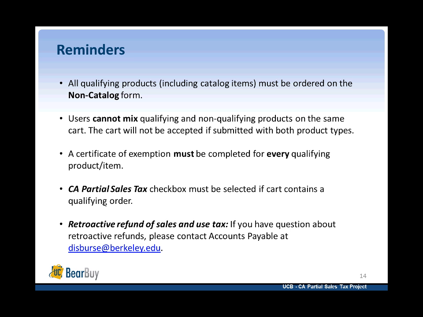Retroactive refunds of sales and use tax are also available, but the shopper will have to contact accounts payable. Accounts payable will have to determine who needs to issue the refund, if it's either the state or the supplier. Once that's been identified, accounts payable will instruct the shopper or the department that contacted them of the next steps. If you have any questions regarding the retroactive refund process, just contact accounts payable at disperse@berkeley.edu.